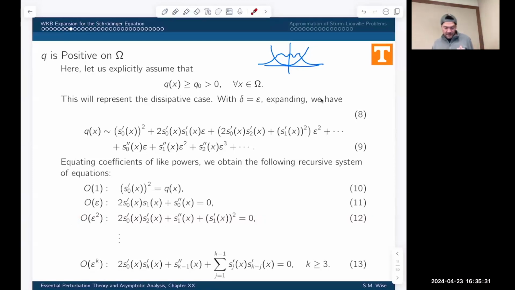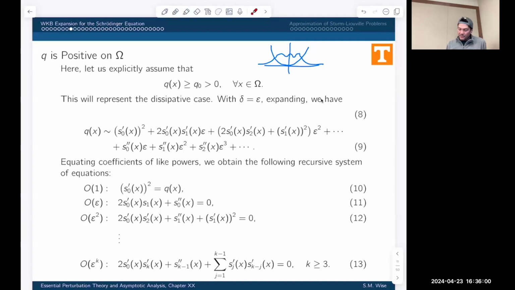So for the lowest order case, notice that it does not involve a second derivative. It involves a first derivative. And again, this is by design. This is called the eikonal equation, and we'll cover the solution of this momentarily. It doesn't have a second derivative term. The order epsilon term is the first to have a second derivative term in it. It's a linear equation.